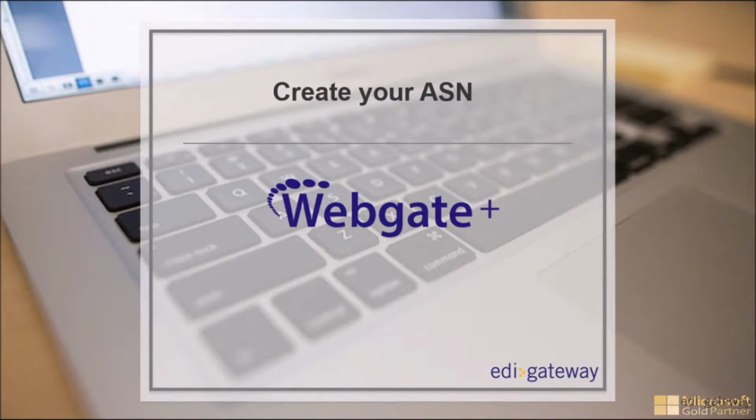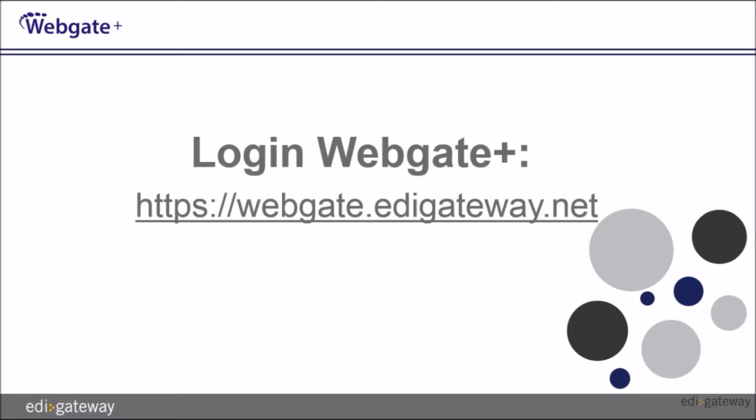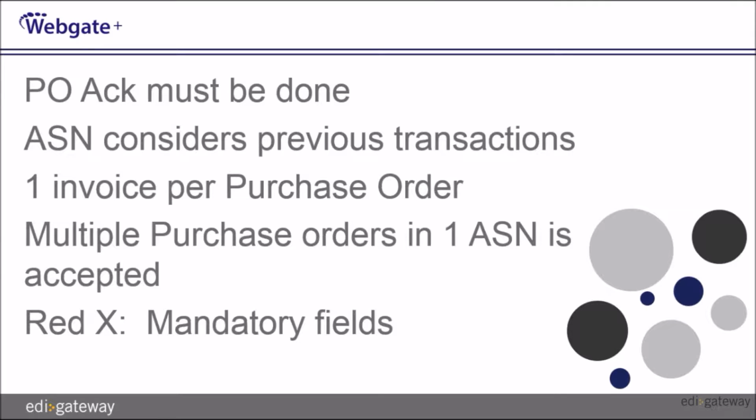Welcome to our video tutorial on how to create the advanced ship notice for the BRICK using EDI Gateway's Web EDI portal, Webgate Plus. First, you'll need to log into Webgate Plus at webgate.edigateway.net. Prior to creating your ASN, you must have created and sent your purchase order acknowledgement.